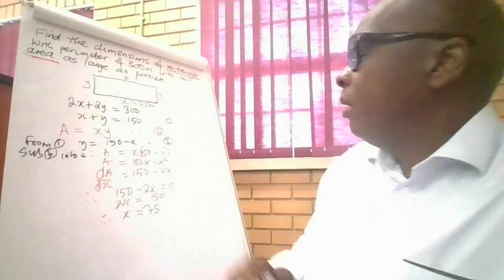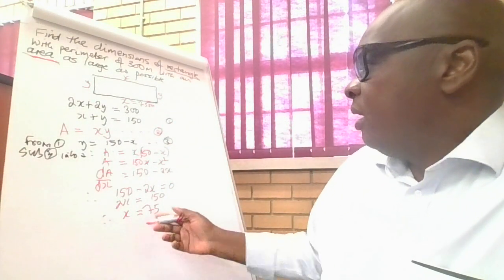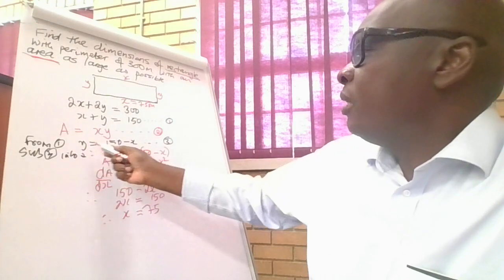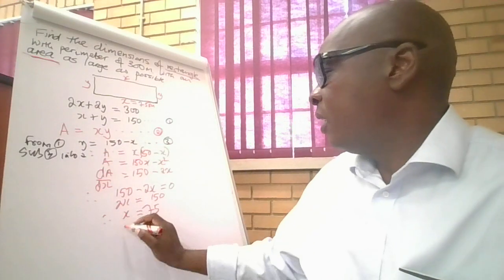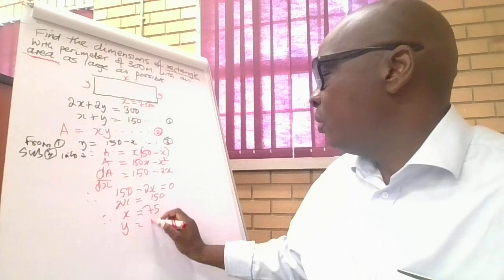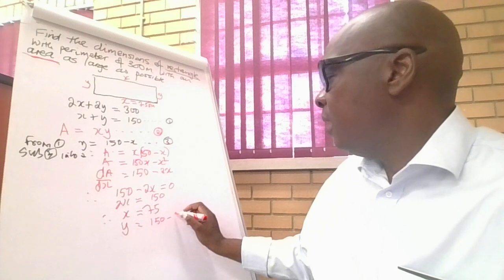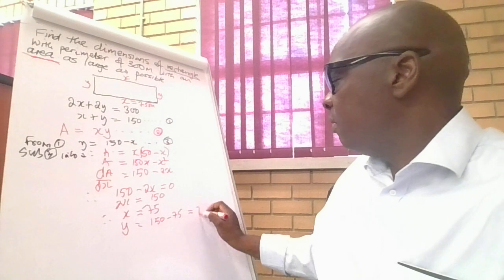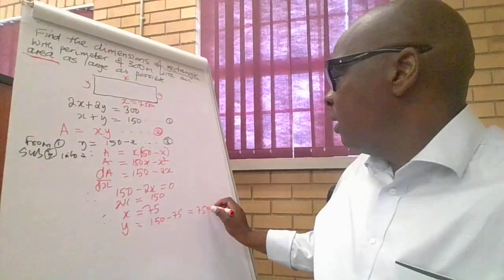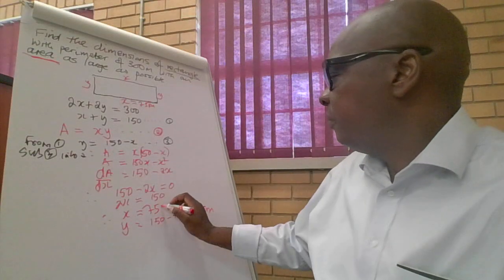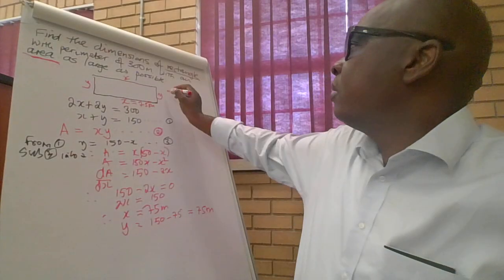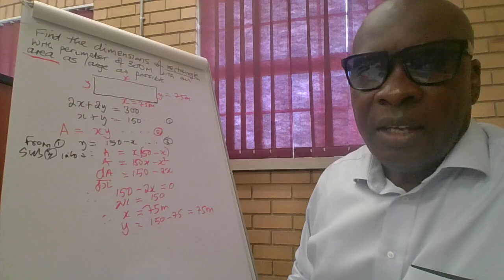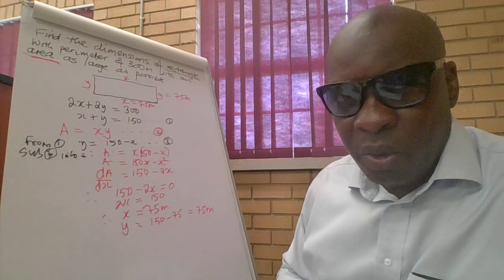Now that we have x, remember we already formulated an equation which says y is equal to 150 minus x. So we can calculate y. y is equal to 150 minus x, which is 75. That gives me also 75 meters. So that means y is 75 meters, and this appears to be a square.